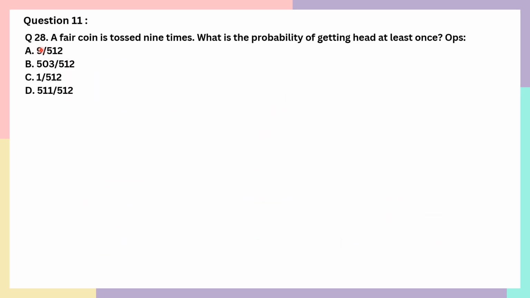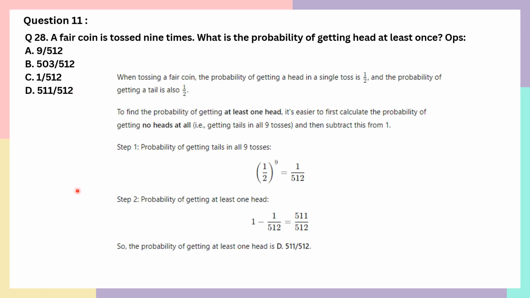Now let's see question number 11. A fair coin is tossed 9 times. What is the probability of getting a head at least once? Options given are 9 by 512, 503 by 512, 1 by 512, 511 upon 512. So now let's see the solution.